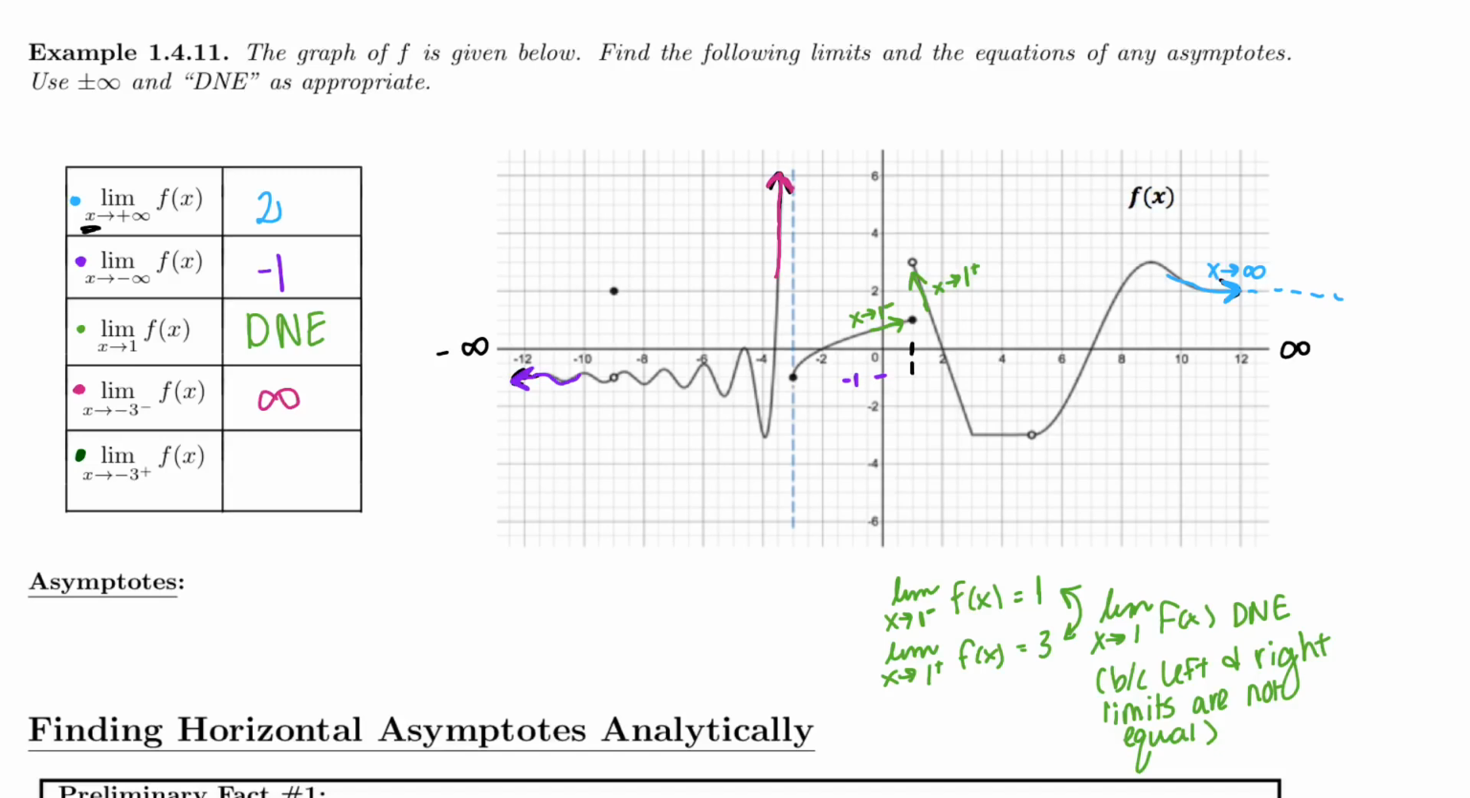From the positive direction, from the right direction. If you come from the right, -1. So here we come from the right, and it looks like, I should probably write this down, -3 from the positive direction, we're approaching -1. Yep, perfect, perfect.